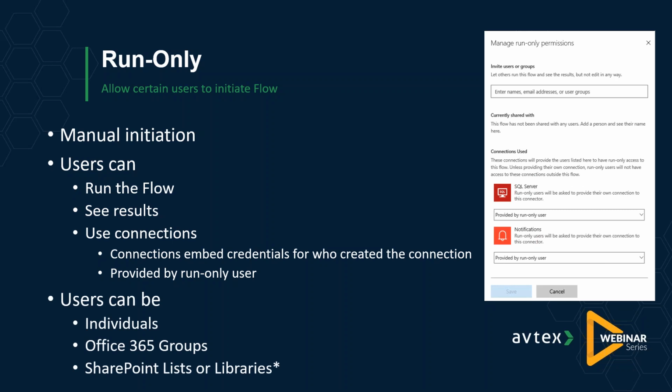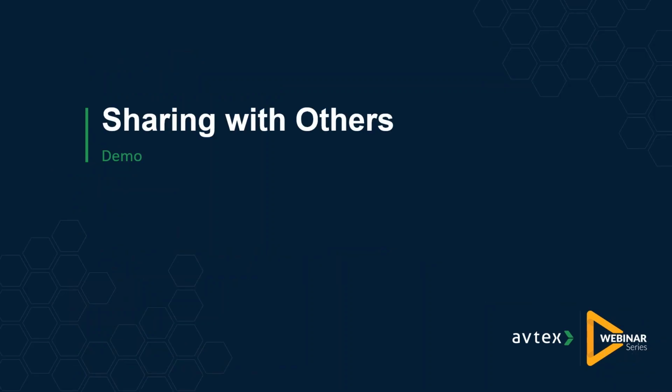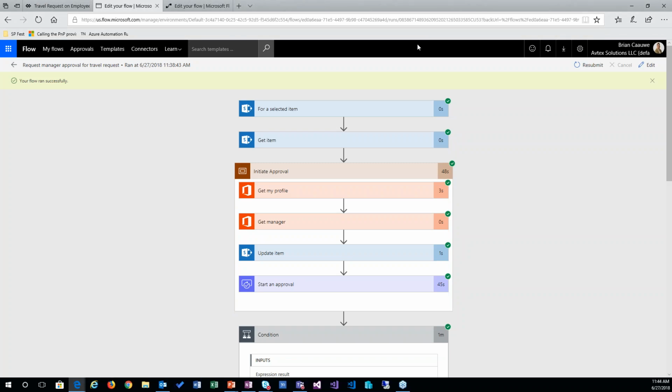And once again, users for this process can either be individuals, they can be 365 groups, and the same thing can be a SharePoint list or library. So anybody who has contribute rights to an individual item basically would automatically be granted run-only rights, which is extremely cool and beneficial. So if we quickly take a look at that, right, this was my request manager approval for travel request.